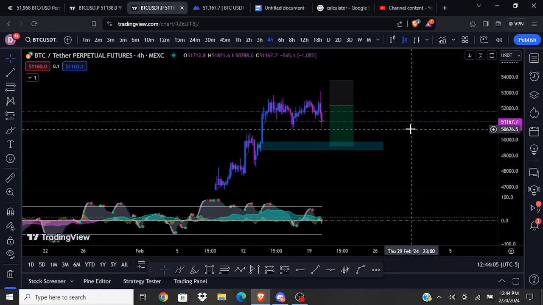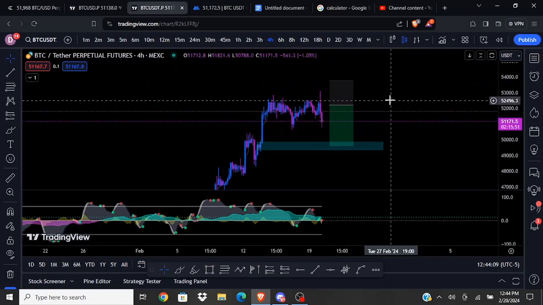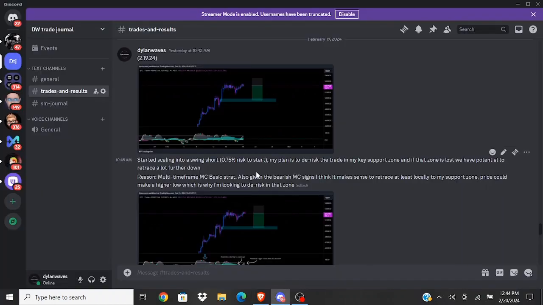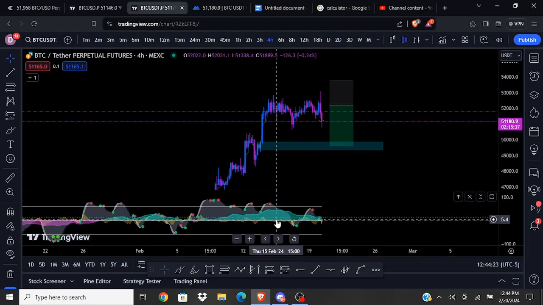All right, so yesterday I entered this short position on Bitcoin, more of a swing short, and I journaled my entry in this little private Discord server that I have. This is for my personal journaling. I'm the only one in this server. I've gotten some questions about this, but this is just how I keep track of some of my ideas.